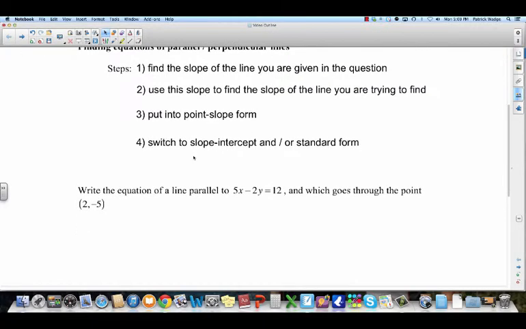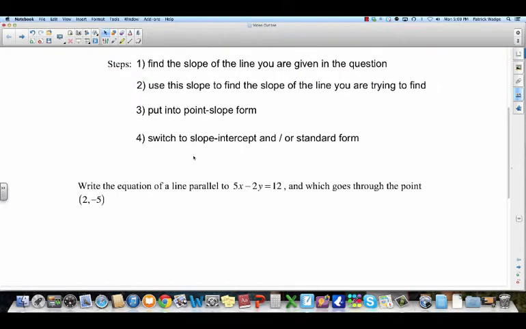The first step says find the slope of the line you're given in the question. I guess I should read the question first. It says, write the equation of a line that's parallel to this equation here, and which goes to the point 2, negative 5. Okay, so the first thing we need to do is find the slope of the line we're given. Here's the line we're given, 5x minus 2y equals 12, and we want to get the slope of that line.